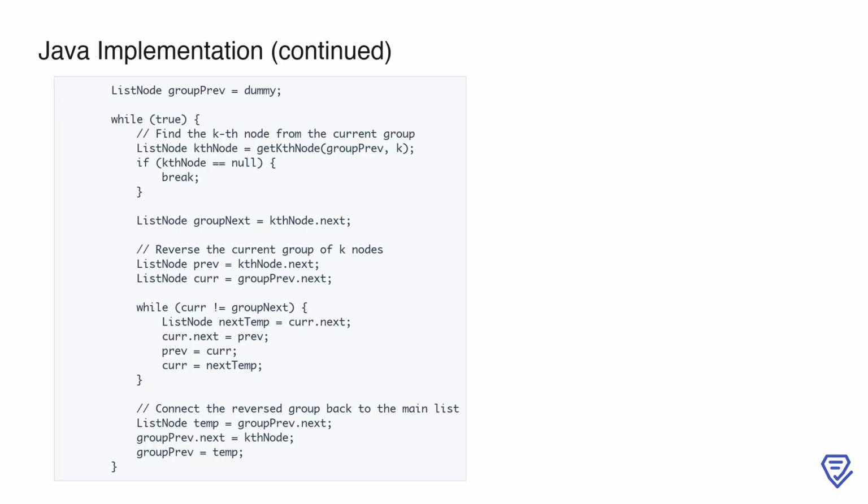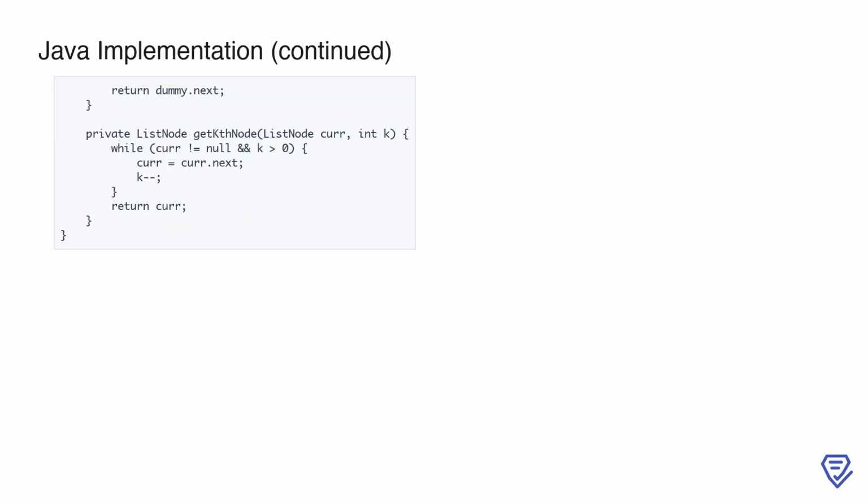The node that was previously the first in the group, group prev.next becomes the new group prev, and we continue to the next group. Finally, once all groups have been processed, we return the new head of the list, which is accessible through dummy.next.